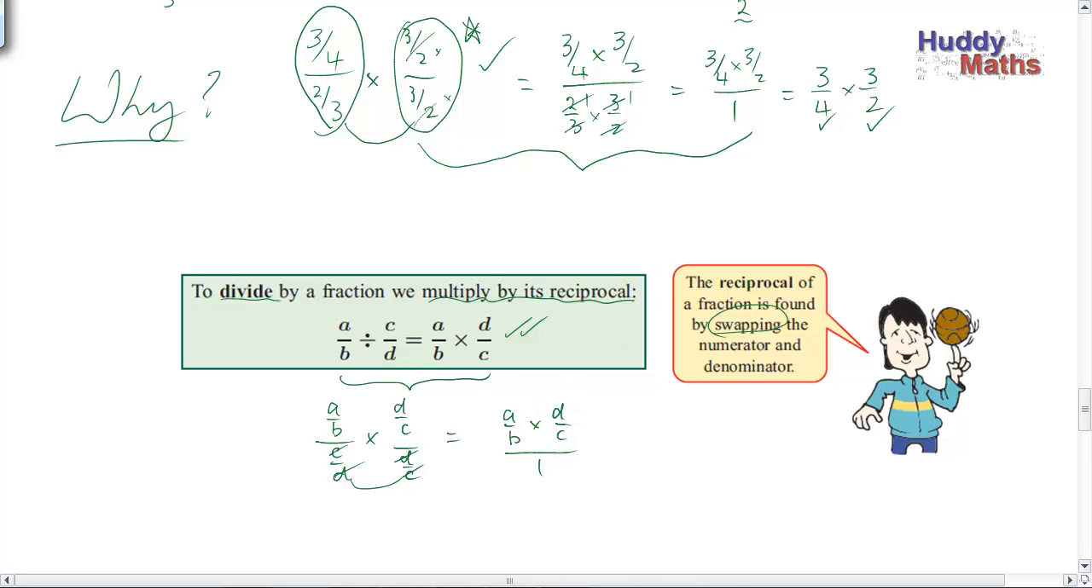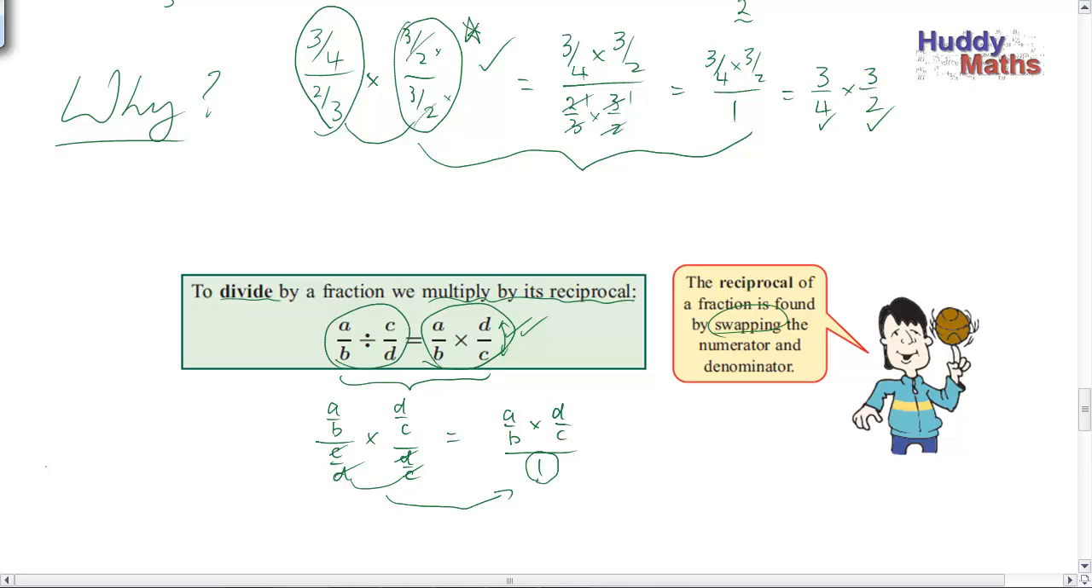So this division, A over B divided by C over D, rather than going through these steps, we could pop straight across to the answer and say it's the same as timesing by the bottom fraction turned upside down, or the reciprocal of the bottom fraction. See, because we get rid of the fraction in the bottom line, so it's not a problem for us to think about anymore. Interesting stuff, isn't it?